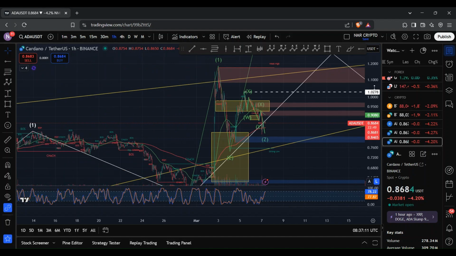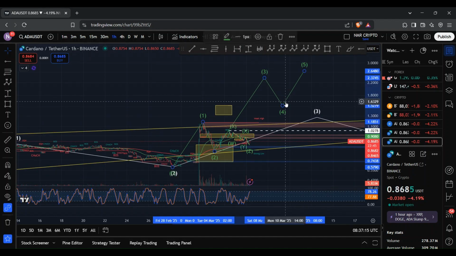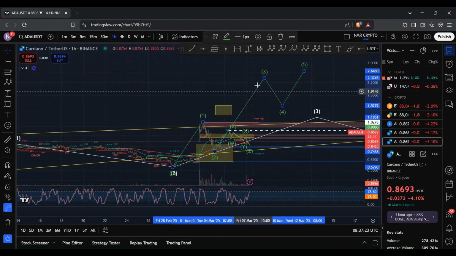Now, I am still tracking this 5-wave move to the upside. So if I just zoom out slightly, this 5-wave structure here that you can see highlighted in green is what I'm currently tracking at the moment. And we are currently in a wave 3. And this wave 3 is made up of 5 waves. So you have your wave 1, your wave 2, and then you have your wave 3, wave 4, and then your wave 5 to complete this wave 3.